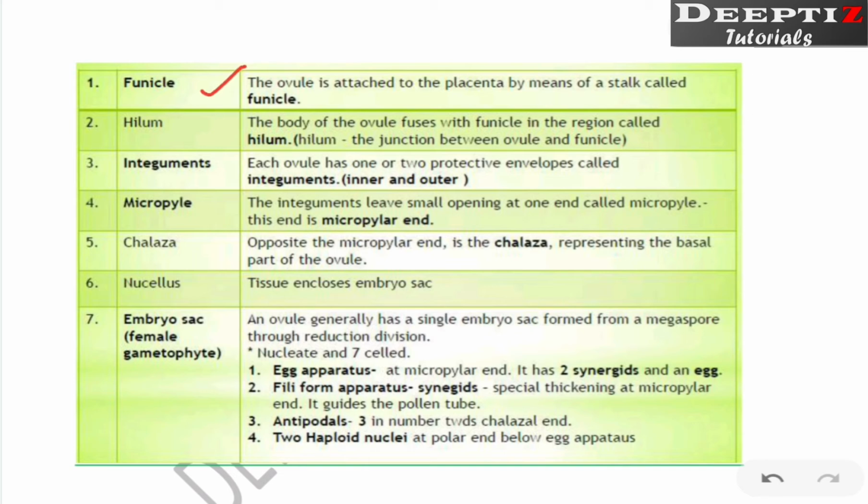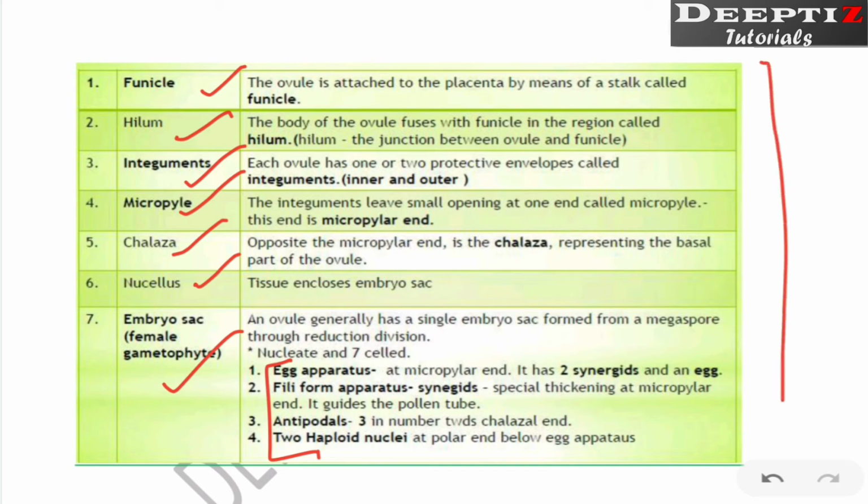What is funicle, hilum, integuments, micropyle, chalaza, nucellus, and the embryo sac, what the embryo sac is made up of. For those who are watching for the first time, please understand we have already covered it completely. This is only for those who make notes. So what is the funicle, then hilum, all these parts. When the question is asked, describe the structure of an embryo sac, you need to mention all these points.